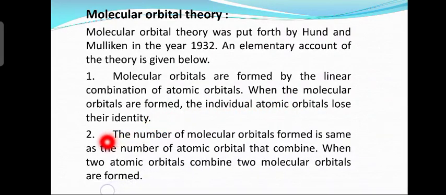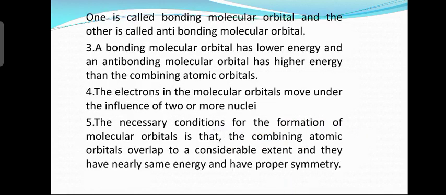Now the second postulate. The number of molecular orbitals formed is the same as the number of atomic orbitals that combine. The total number of molecular orbitals formed is exactly equal to the total number of atomic orbitals that are combining. Suppose two atomic orbitals are combining, two molecular orbitals are formed. If three are combining, three are formed. Four are combining, four are formed. That's the meaning. Next slide.